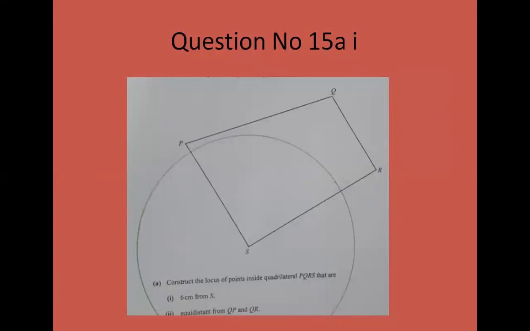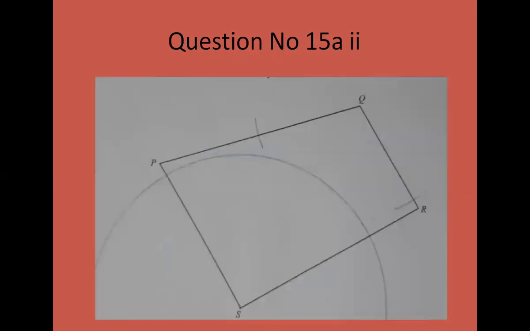So this is the circle of 6 centimeter around S. So I have opened the compass 6 centimeter and I've taken the S as the center and I have drawn this circle, you can see. Okay, so I want to draw the angle bisector of the angle at the point Q. So I put the compass on the Q and I draw an arc on the angle arm on the QR, and you can see this mark.